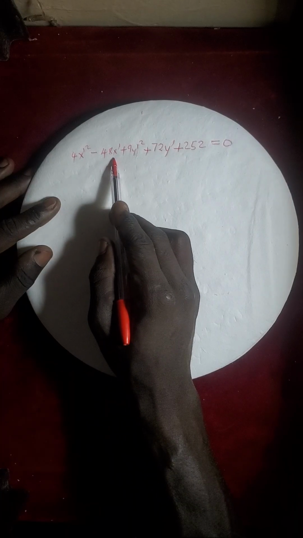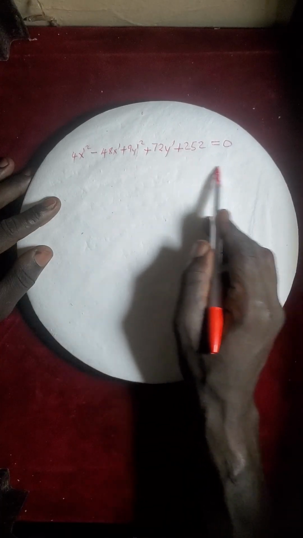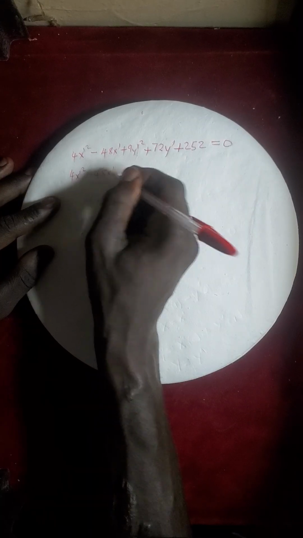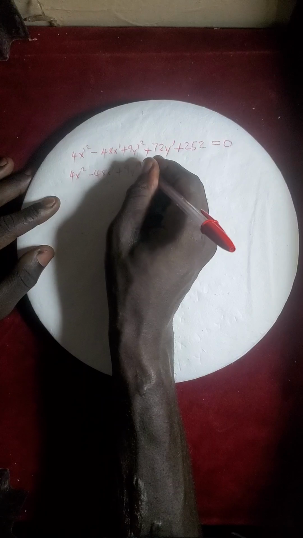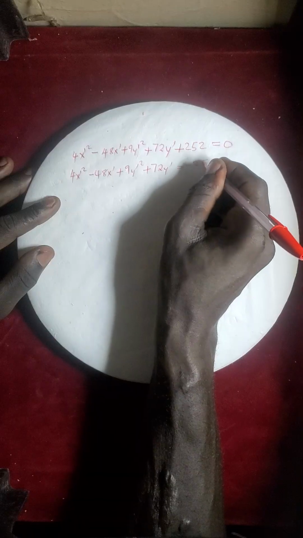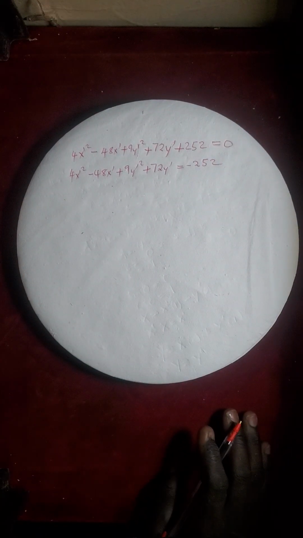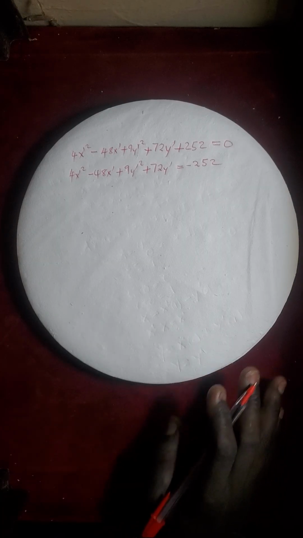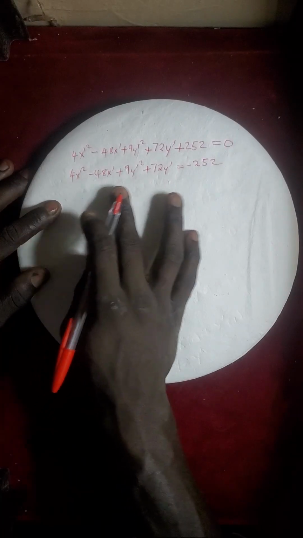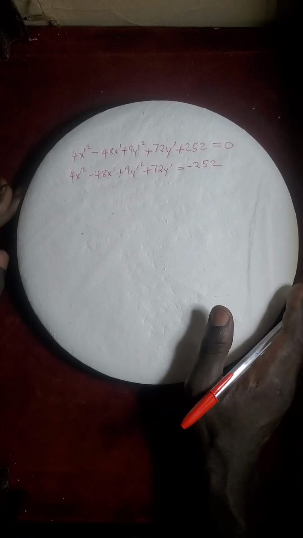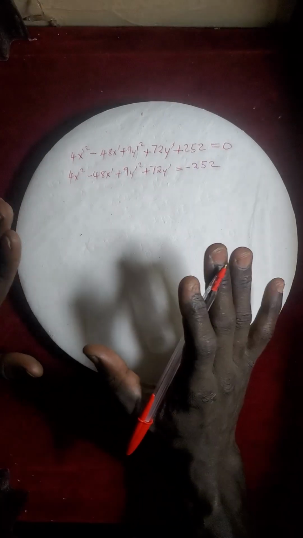Let's identify the x part, the y part, and then the constant goes the other side. Okay, that's what we have there. So now, having that, we can factorize in pairs, x part and y part separately, but within the same equation. That is the sweet part of mathematics. They are separate, but they are together.